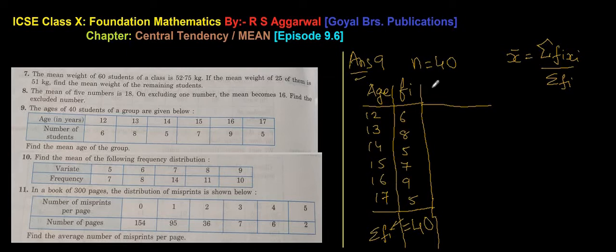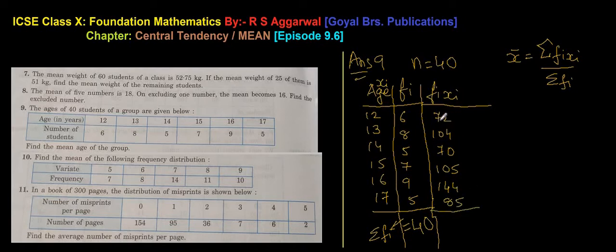You require Fi xi. So this age is our xi. Now you have to multiply: 12 sixes are 72. Then here 104. Here it is 70. Here it is 105. Here it is 144. And here it is 85.